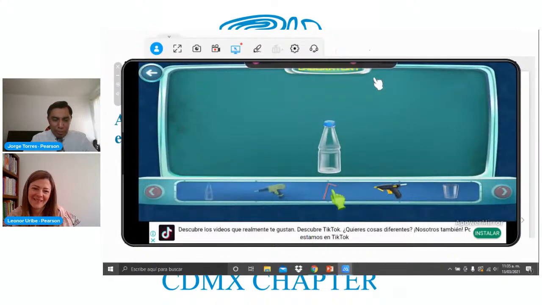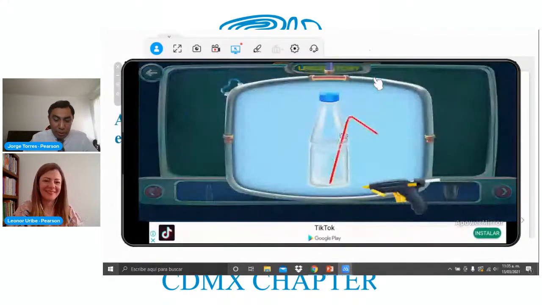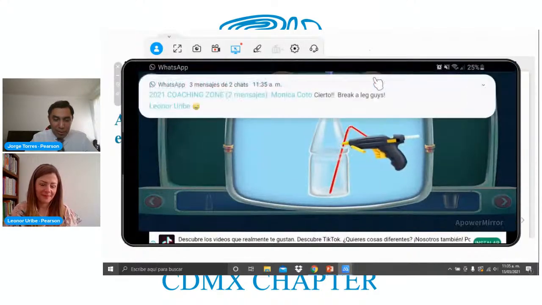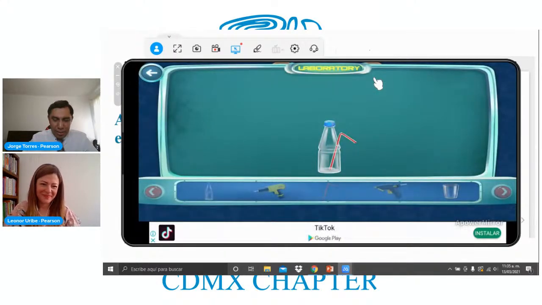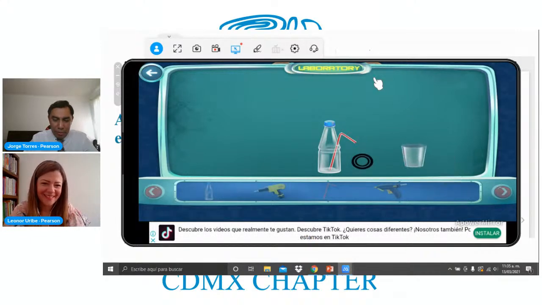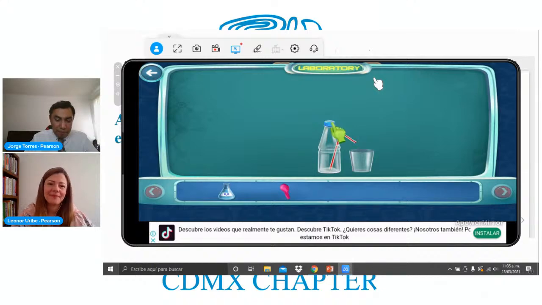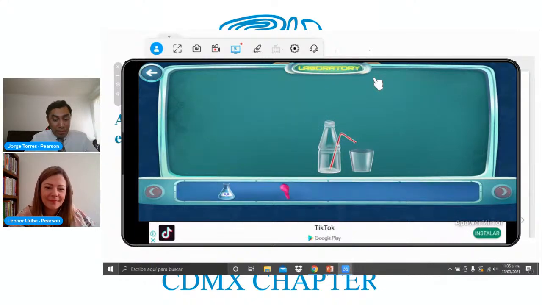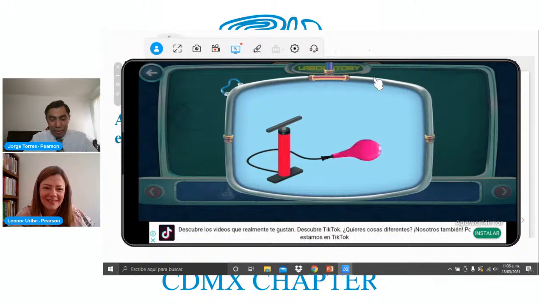So we need to put the straw through the hole. There you go. We are going to seal the hole with the glue. There you go. And we are going to take the empty glass and put it right below the straw. There you go. We're going to remove the bottle cap right here. And I'm guessing we're going to put the water in first. Okay, so we're going to put some water in there. There you go. We're going to use the balloon.